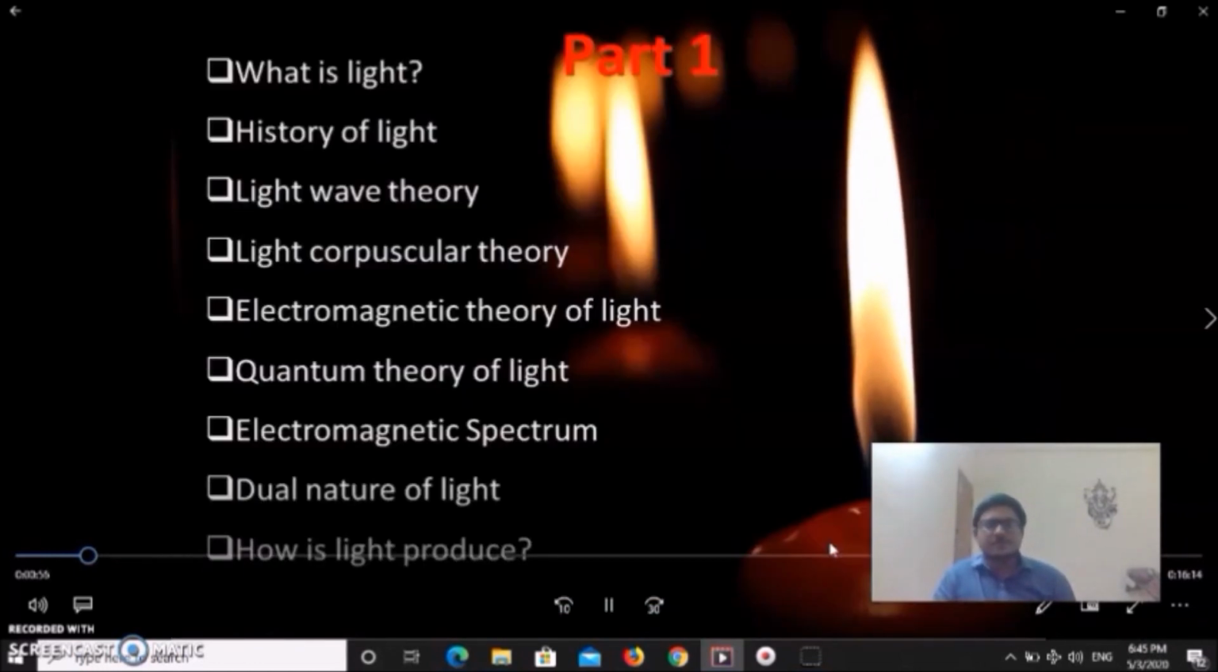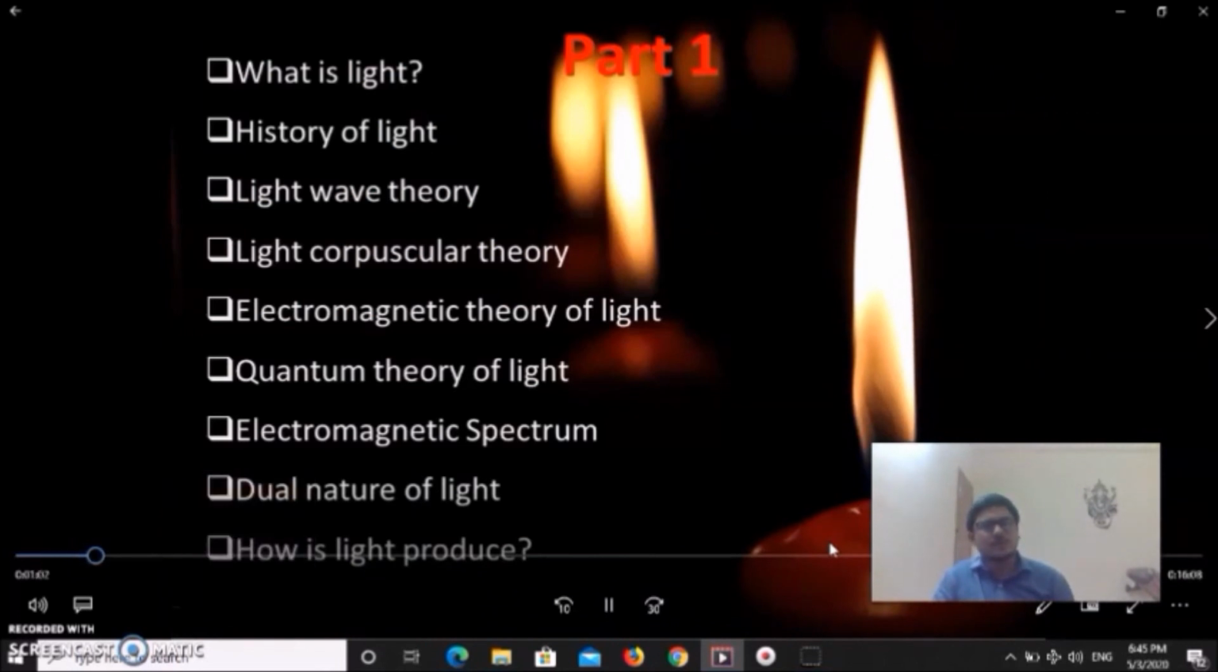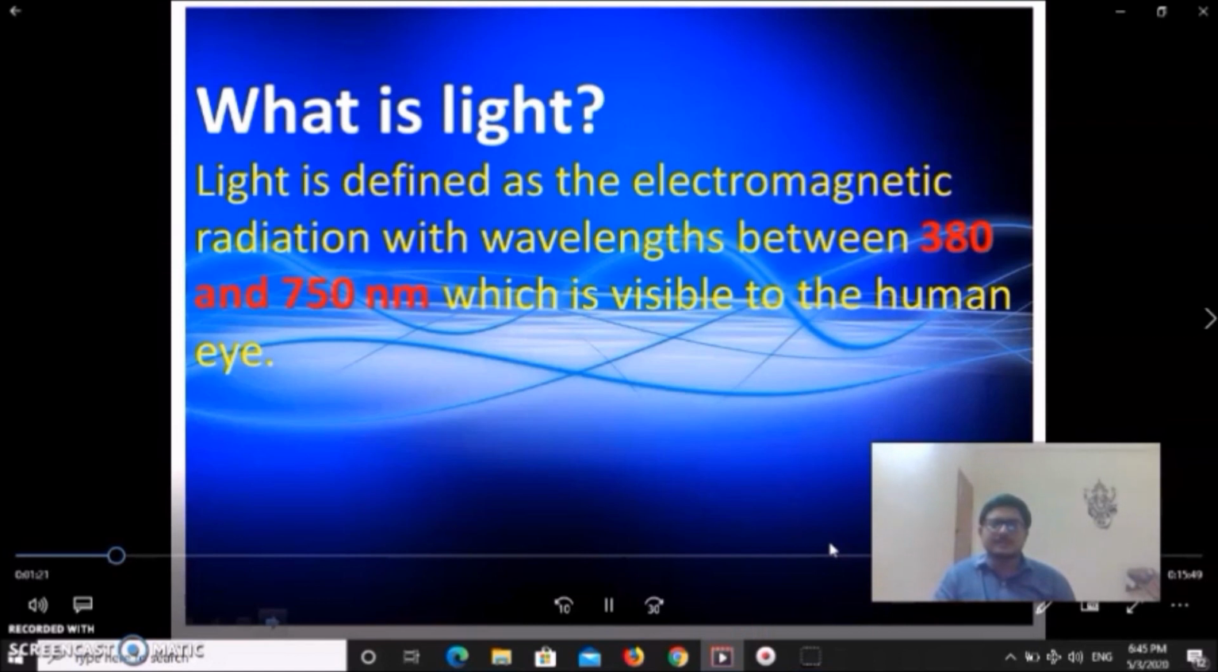light was discovered, whose contributions are there, some well-known theories like electromagnetic theory, quantum theory of light, corpuscular theory given by Newton. What do you mean by electromagnetic spectrum? What is meant by dual nature of light? Why does light have dual nature? So all these things we will discuss.